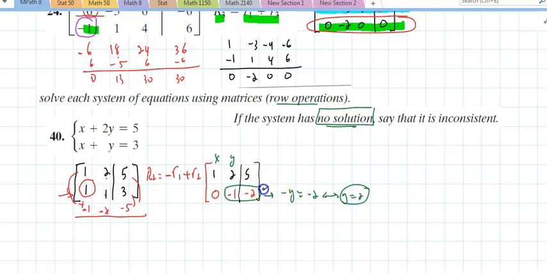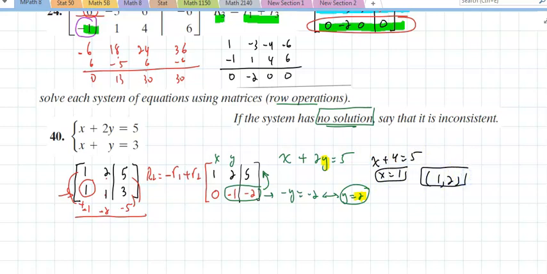And this is called backward substitution. We go a level above, a step above. We say x plus 2y equal 5. But I know what y equals. So if I plug that in, guess what? I get the equation x plus 4 equal 5. So x equal a 1. The solution to this system of equations is (1, 2).